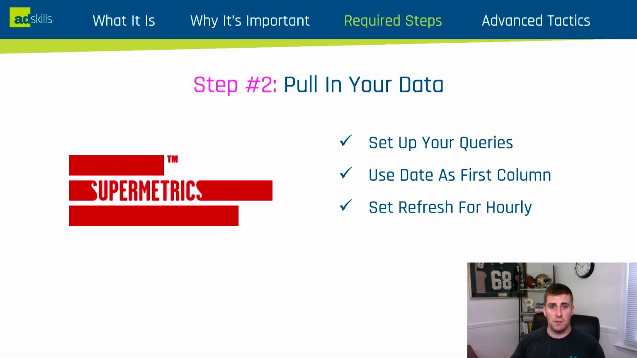So once you know the type of data that you want to have inside of your tabs, we're going to go in and actually set up our queries inside of Supermetrics to pull that data in. The most important thing to remember is to use the date as the first column in all of your tabs. That's the one thing that we can unify everything together. And then finally, we want to make sure we refresh our data hourly. So it's important to set up the refresh now. Otherwise, you're going to forget, and the client will be like, well, hey, why isn't there any data in here? You want to make sure you do it before you even send it over to your client.